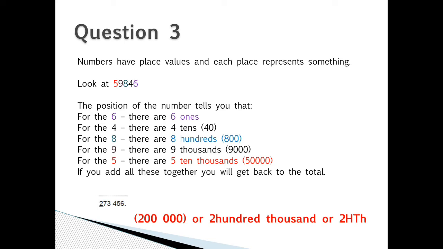The position of the number tells you for the 6 there are 6 ones, for the 4 there are 4 tens, for the 8 there are 8 hundreds, for the 9 there are 9 thousands, for the 5 there are 5 ten thousands. If you add all these together, you will get back to the total.